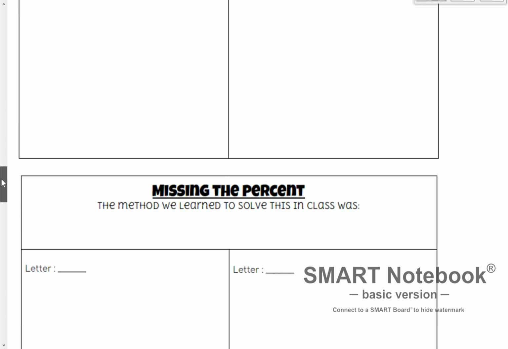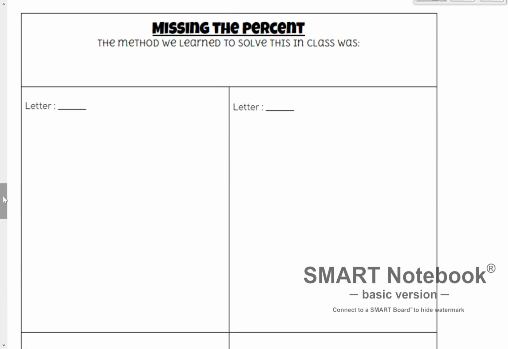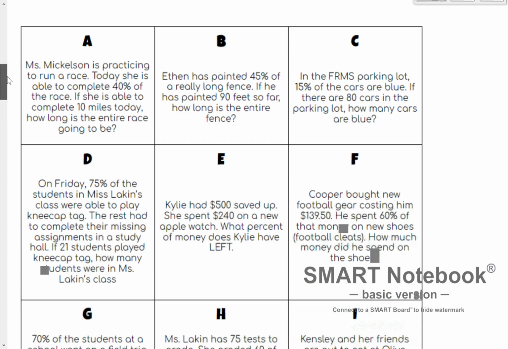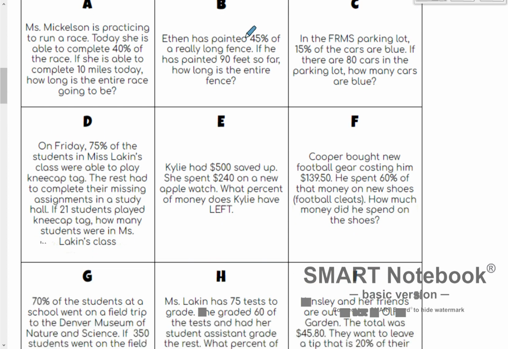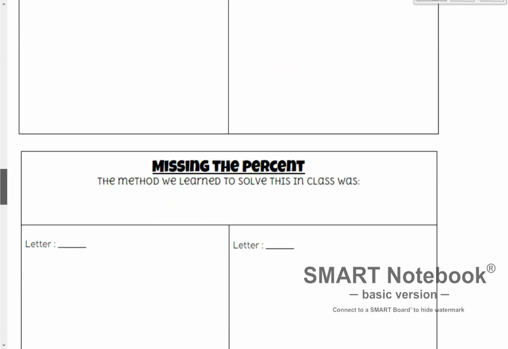Turn to your next page. The next type of question that we learned was missing the percent. Okay, these ones are really easy to spot because if you'll notice, like in the cards, there won't be a percent in it. For example, like in A, we can see that there's a percent. B, we can see that there's a percent. C, we can see that there's a percent. D, there's a percent. But notice how in like E, there's no percent. Okay, so it's really easy to spot these ones, easier than the whole and the part.